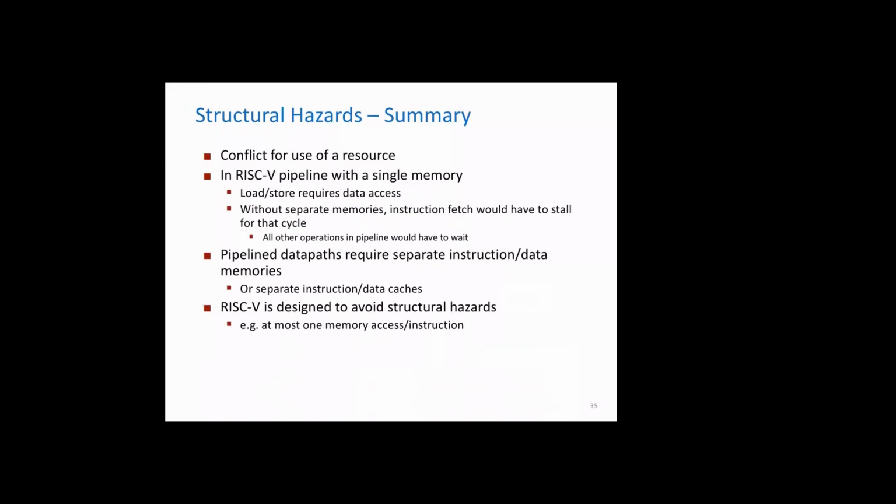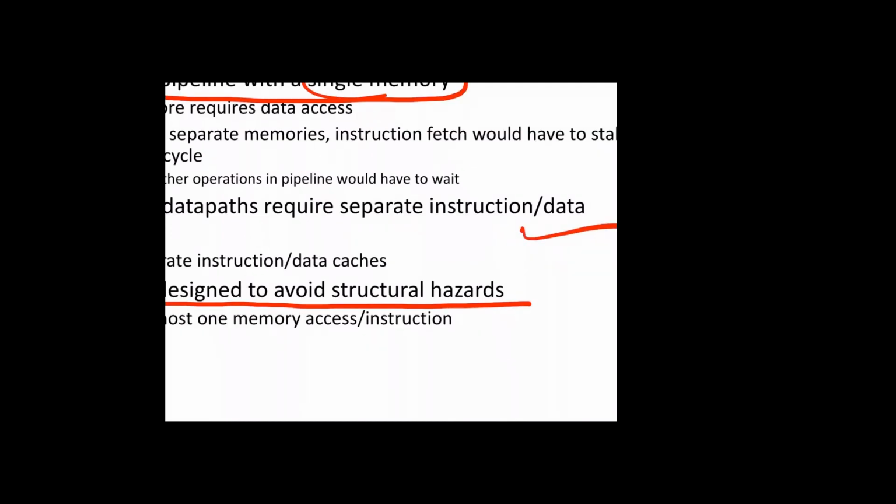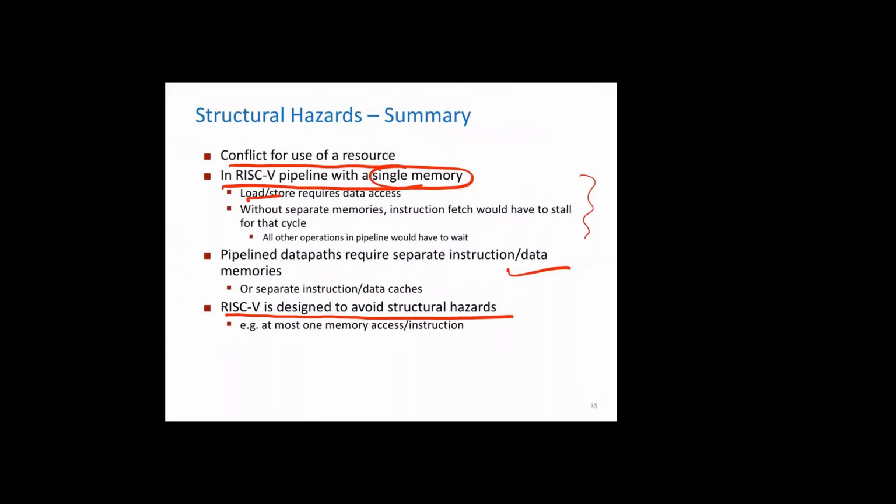So, structural hazard summary. Structural hazard happens because of conflict for use of resources in the pipeline. So we can see that this hazard will happen if the pipeline is there with a single memory, for load and store and so on. However, if we create separate memory modules for instruction and data, this hazard is avoided. So RISC-V is beautifully designed to avoid structural hazards. We don't have this kind of hazards, but you can check for Intel processors whether such hazards exist or not.